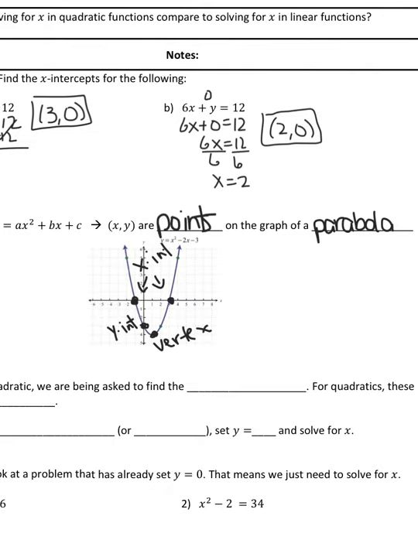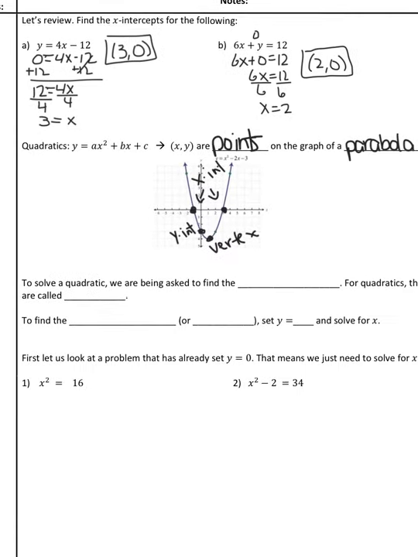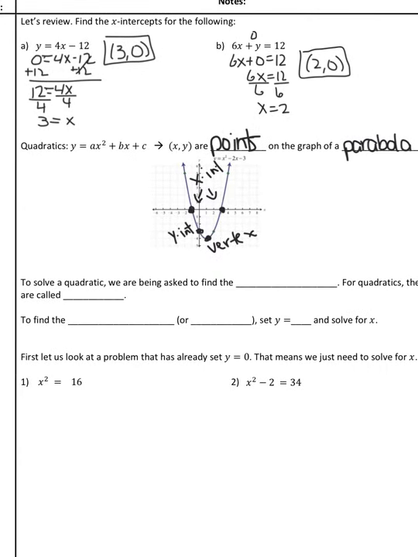So what we're going to worry about today is we're focusing on solving quadratics. So to solve a quadratic, we are being asked to find the x-intercept. So if you're asked to solve a quadratic, you're being asked to find the x-intercepts. For quadratics, these are called roots. We call them the roots of the quadratic, or we call them the solution. So when we say we're solving a quadratic, the solution is an x-intercept, or we call them the zeros.